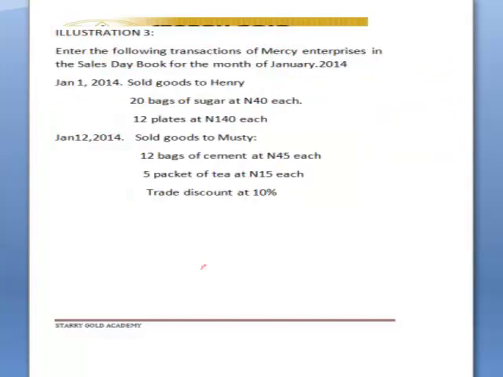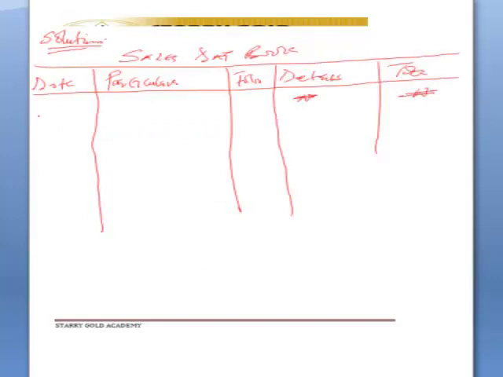The date is January 1st, 2014. The first transaction there is Henry. To Henry, we have a sale of 20 bags of sugar at 40 naira each, and that will give us 20 times 40, that is 800.